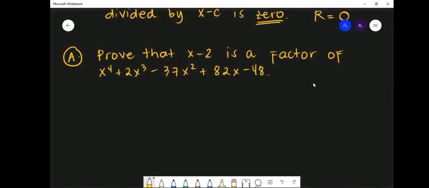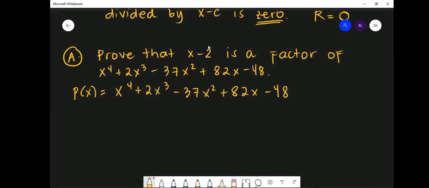Prove that x minus 2 is a factor of x raised to 4 plus 2x cubed minus 37x squared plus 82x minus 48. So again, gaya ng process natin sa remainder theorem, we copy the polynomial p of x is equal to x raised to 4 plus 2x cubed minus 37x squared plus 82x minus 48. And then, yung x minus 2 natin, get the value of c from x minus 2, equate to 0. So, the value of x is equal to positive 2 ngayon. Si 2 ang isa-substitute natin sa x. So, that is p of positive 2.